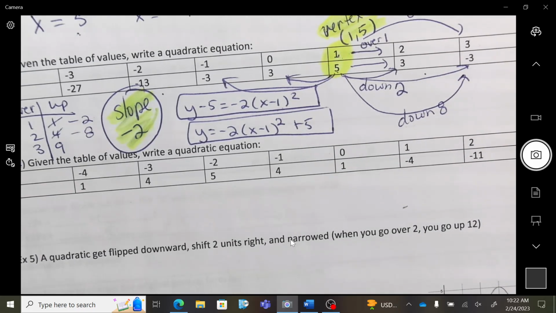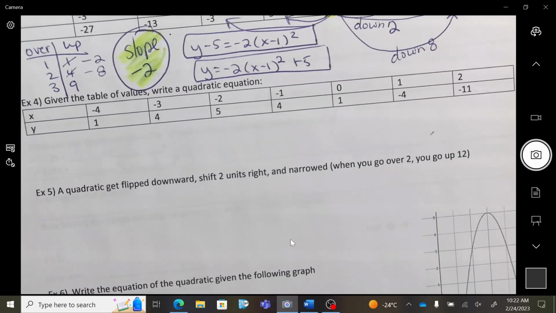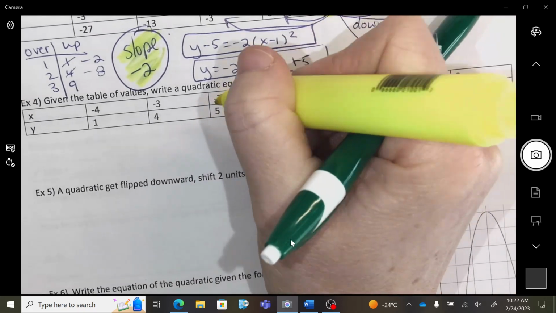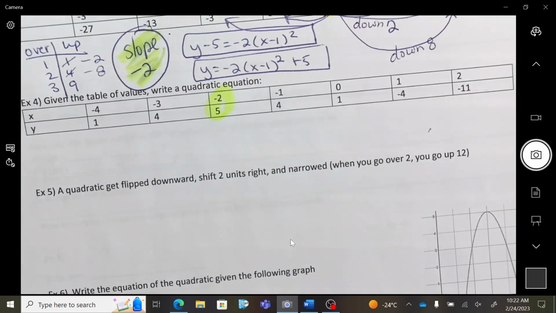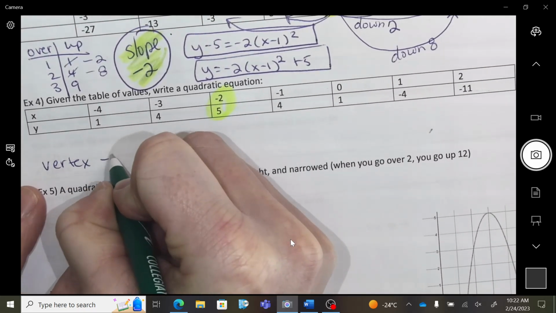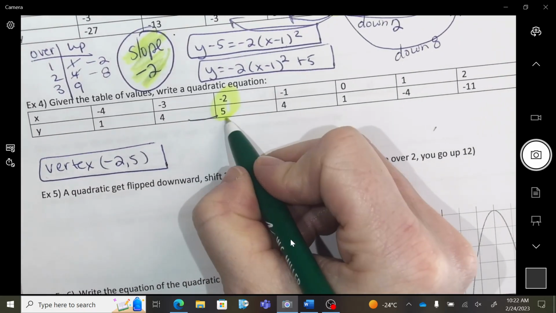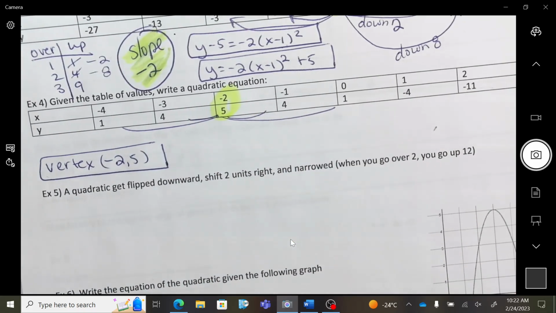Okay, let's do one more of those. It's the same example 4. Can you figure out in this table which one would be the vertex? The symmetry is based around it. So which coordinate would be the symmetry vertex? Did you find -2, 5? Okay, so there's our vertex because I can see some symmetric things happening around it.